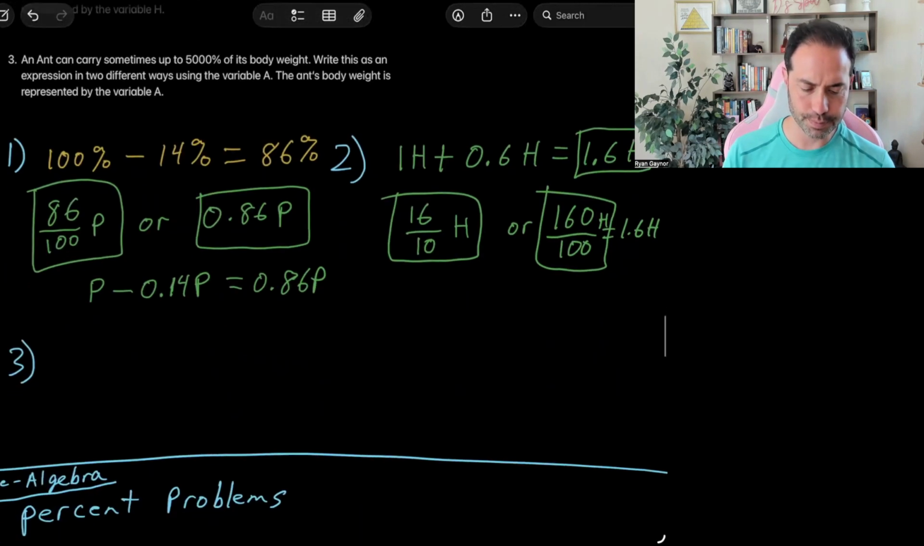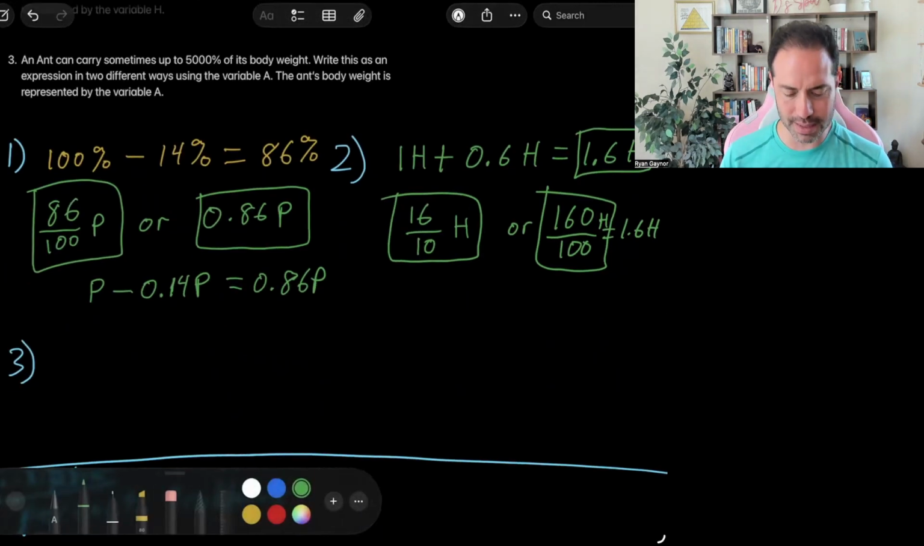Okay. So 5,000% its body weight. Well, what does that mean, right? 5,000% its body weight? How would you even write that? Well, remember, we have to think about percent to decimal, right? We can't just write a percent. We have to change it to a decimal, right? Or a whole number with a decimal at the end.